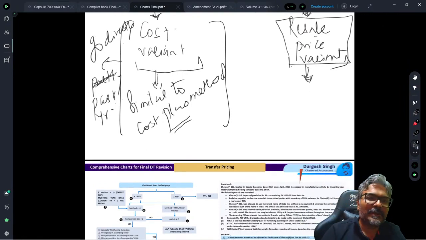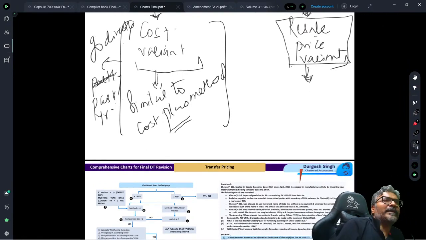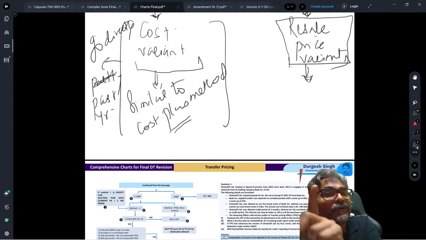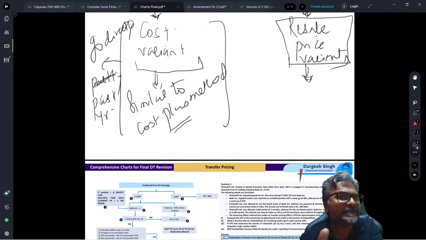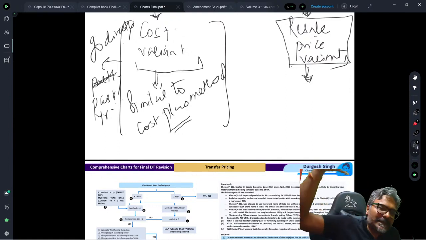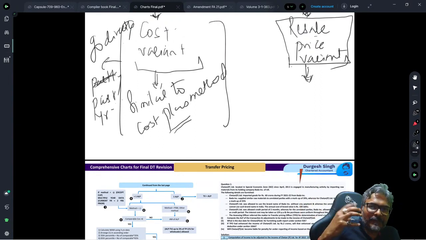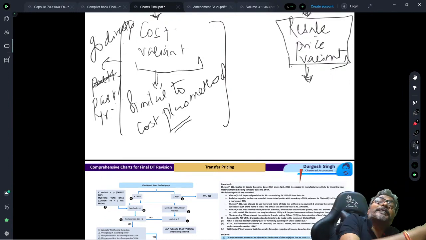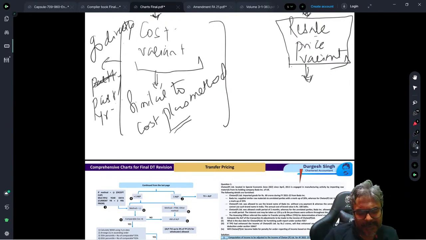Now, please pay attention, all of you, to this resale price variant. This is what has not been asked in the examination, and I think this can be targeted in the exam. Students, I am purchasing the raw material from my AE. Thereafter, I am processing it to the final product, and then that final product is sold.